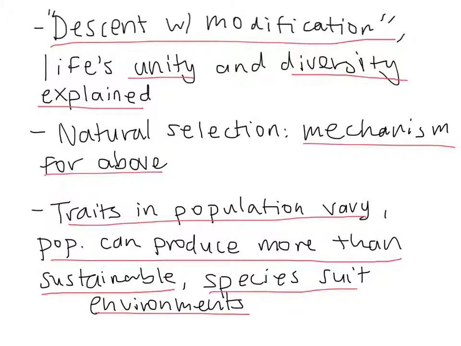As a result, over time, species that were better suited to their environment, or essentially had more advantageous traits, were able to beat out the other offspring that had less advantageous traits, and essentially the population evolved to suit the environment.